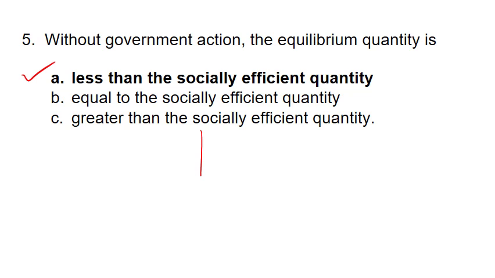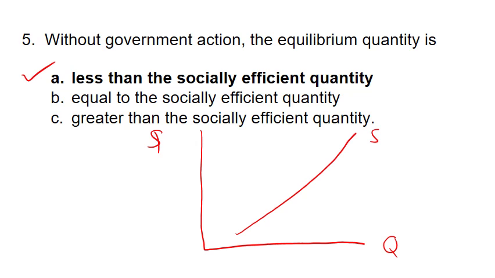Let's use our graph to show this. Here's quantity, here's dollars. Let's let the supply curve be red. Let's let our normal demand curve be blue. And let's let the intersection of those two curves determine the equilibrium quantity, QE. Let's make the social value curve be green.